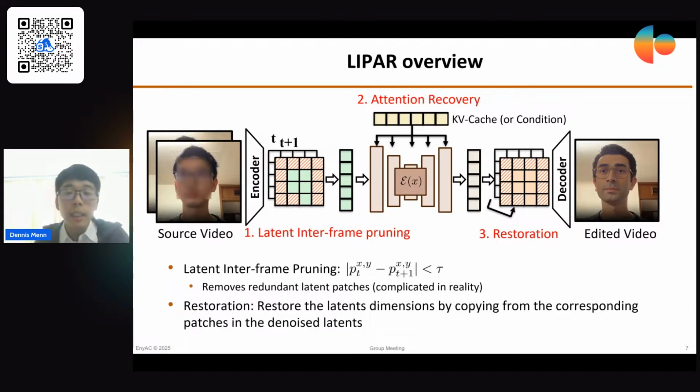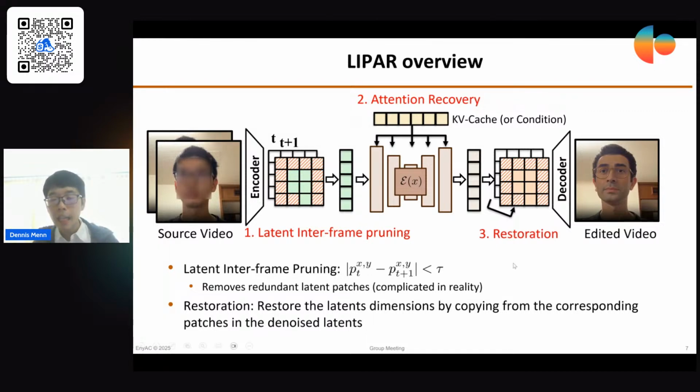And what we do essentially is we first apply latent inter-frame pruning. The idea is actually quite naive. If 2 patches in latent space are similar, I mean, the 2 patches have the same spatial location but are adjacent in time, or in frames, if they are very similar, then we prune it. We only send in the DiT the different part to save compute.